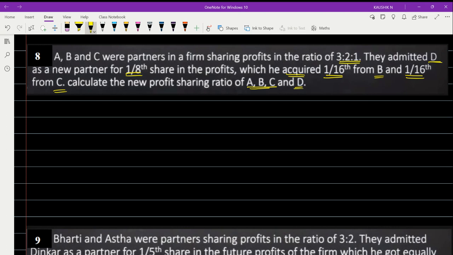So here, what's the case? The case is an acquired case, and there is a keyword matching up: acquired means from. Yes, it is perfectly matching. So in case of acquired, directly go for minus. Acquired cases, you go directly for minus. Calculate and tell me what is the new profit sharing ratio?